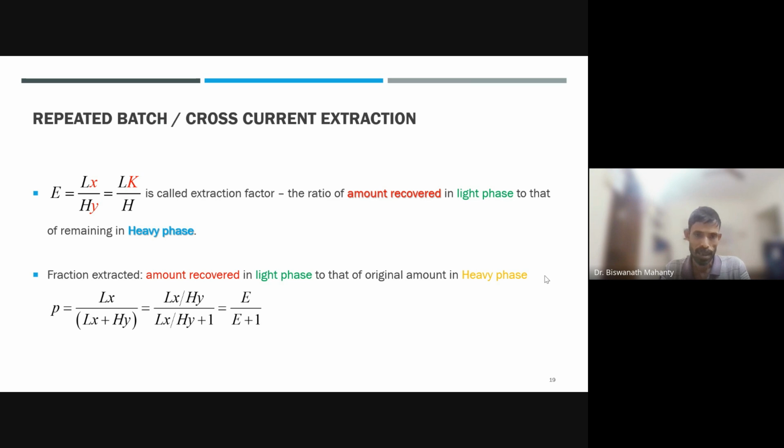So that is Lx divided by Hy plus Lx. If we simplify, we can represent this as Lx by Hy in the numerator, and this portion also comes together in the denominator. Lx by Hy is actually known as the extraction factor E, which we have already defined. So the fraction extracted is basically E by E plus 1. Essentially, this fraction will always remain less than 1.